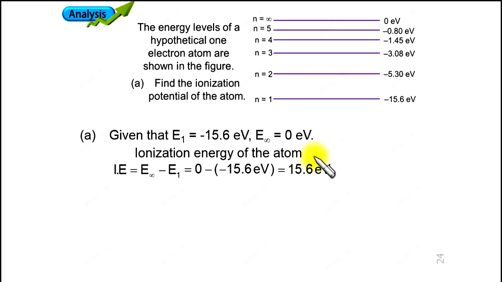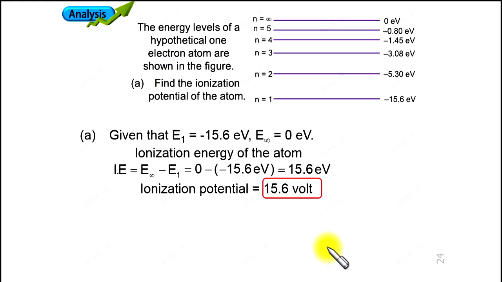That is the magnitude of the energy at the ground state. We can directly say ionization energy is the magnitude of the energy at the ground state. Now we can find the ionization potential. We should divide this quantity with the e. So this ionization potential is equal to 15.6 volt. So this is the A part, the ionization potential we have calculated.